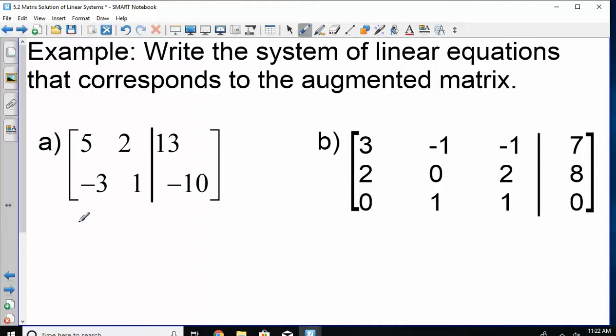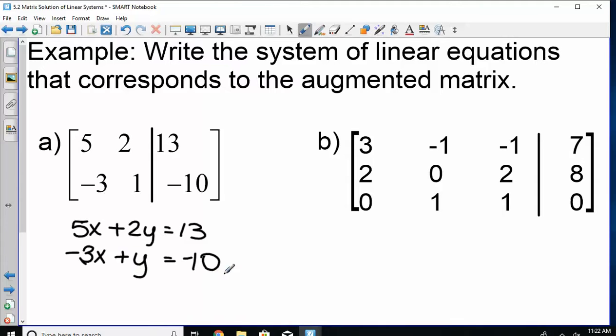So what would my first equation be? -3x plus y equals -10. Typically we use x, y, z if needed, but you could use a, b, c, d, whatever, as long as they're in alphabetical order. All right, B.